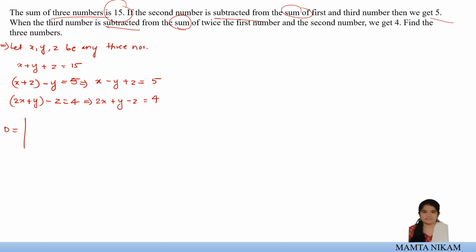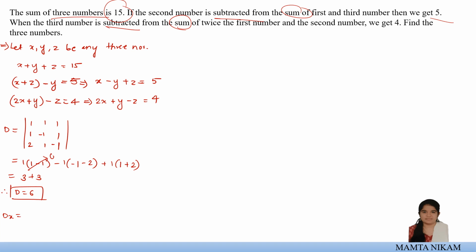So what is D? The determinant formed by the coefficients of x, y, z respectively. So this will be 1, 1, 1, 1, minus 1, 1, 2, 1, minus 1. Now solving this, what will it be? 1 times (1 minus 1) minus 1 times (minus 1 minus 2) plus 1 times (1 plus 2). So 1 minus 1 is 0. Minus 1 times minus 3 gives plus 3, and plus 3. So therefore D will be 6.